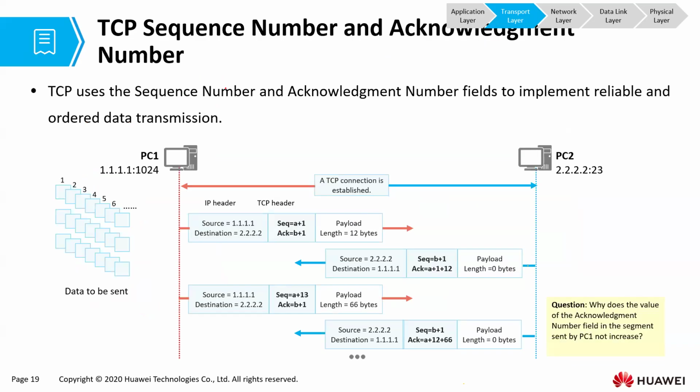Then sequence numbers and acknowledgement numbers. How do devices know that good information has been sent or has been received? It makes use of sequence numbers and acknowledgements.